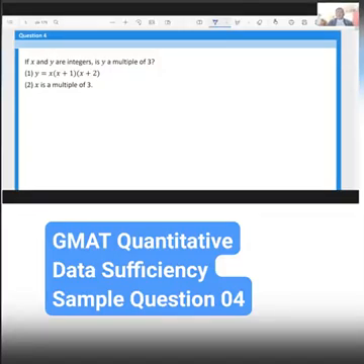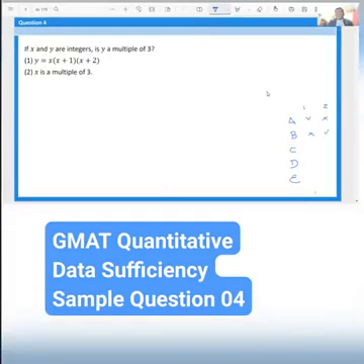We have a new question about data sufficiency in the GMAT quantitative section. When we say that y is a multiple of 3 as part of this question, we're actually wondering whether the number y, defined as an integer, is or is not a multiple of 3. We know that x and y are integers prior to the question.